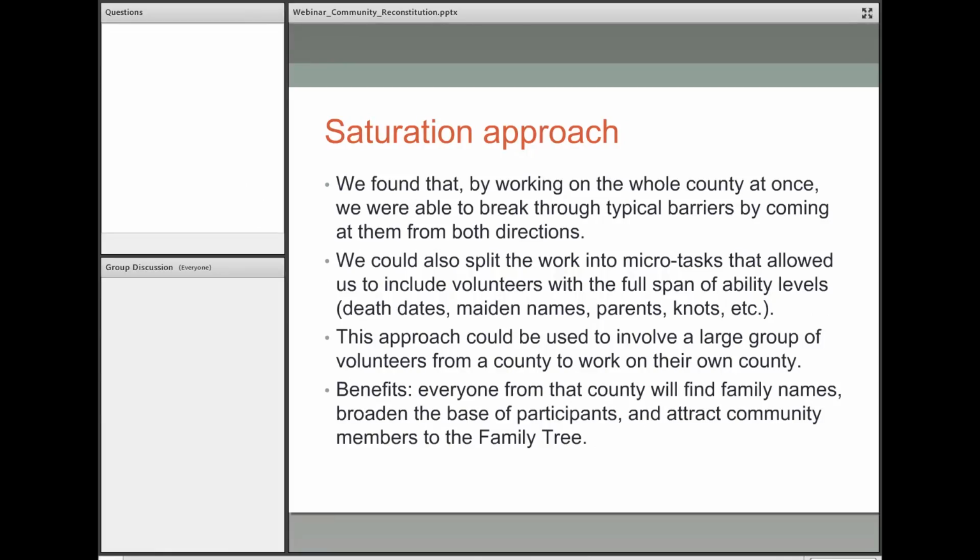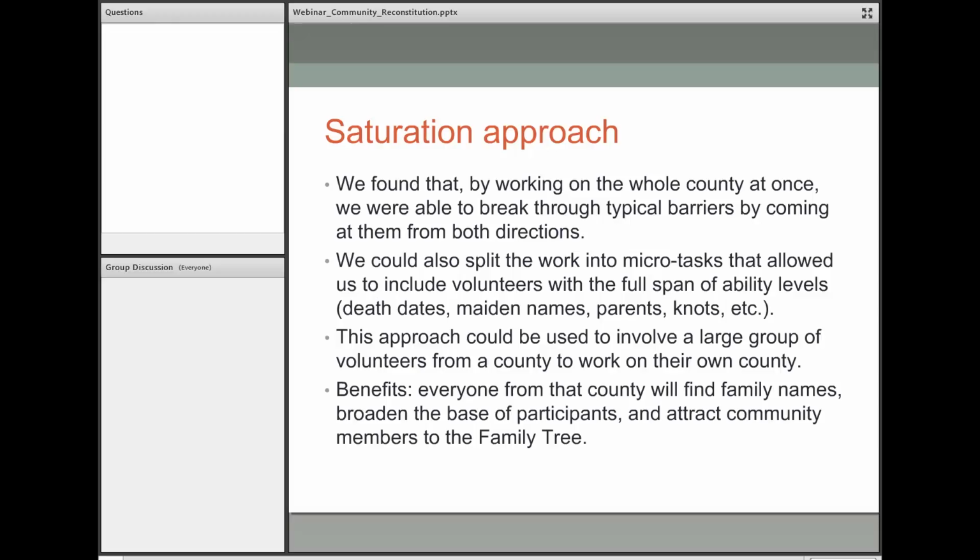We could also split the work into microtasks and allow volunteers of all ages to help us out. Some tasks like death dates are much easier. Finding someone's maiden name is relatively easy, but other things, like finding someone's parents or resolving a knot, are something you might want to leave to more advanced volunteers. So the idea is that by working together as a group, we can split the work up in ways that allow everyone to match their skill with the challenge.